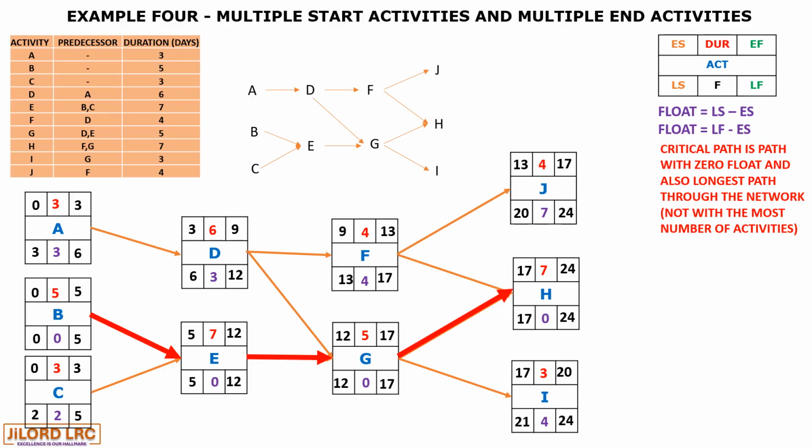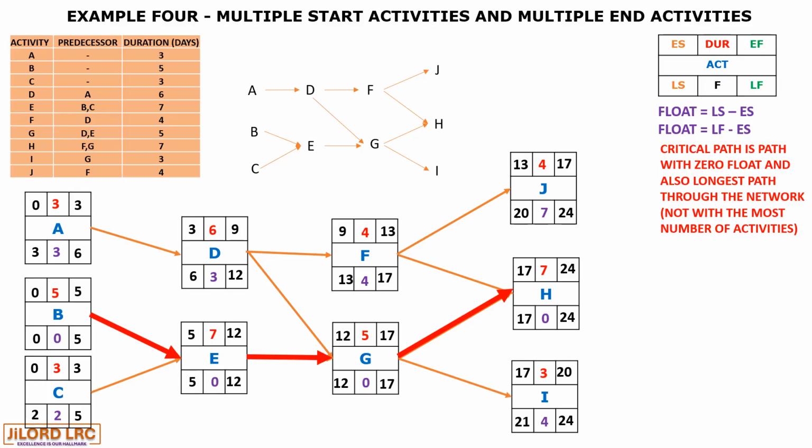So for activity A, it is 3. For activity B, it's 0. For activity C, it is 2. For activity D, it is 3. For activity E, it's 0. For activity F, it is 9. For activity G, it's 0. For activity H, it's 0. For activity I, it is 4. And lastly, for activity J, it's 7.